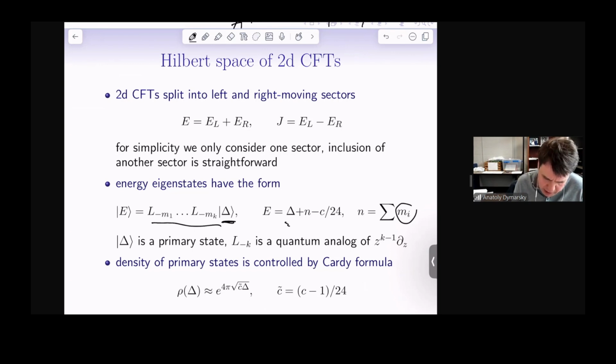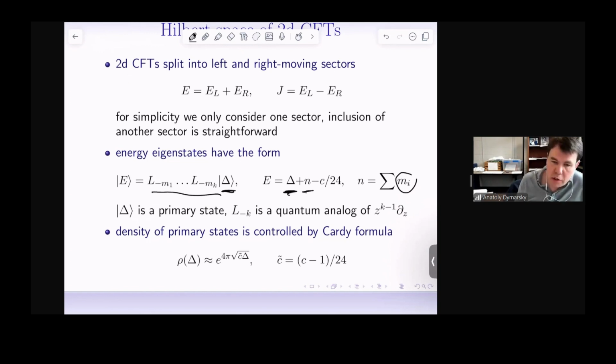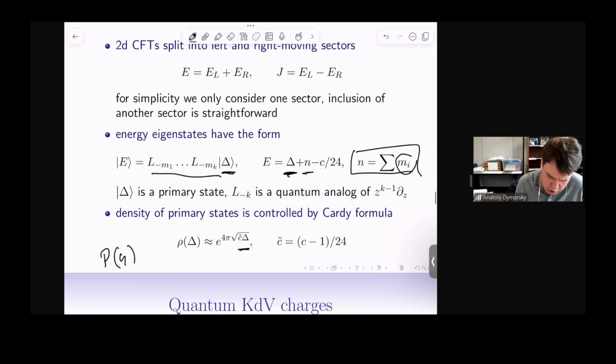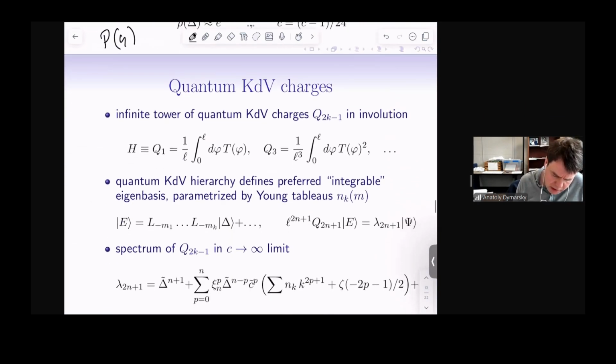The energy of a state is the energy of the primary plus the level of a descendant. The density of states can be counted individually for the primaries and for the descendants. For the descendants, it is just the number of decompositions of an integer number n into an integer sum. Basically, you're trying to find the number of integer partitions. But that's not the full story.